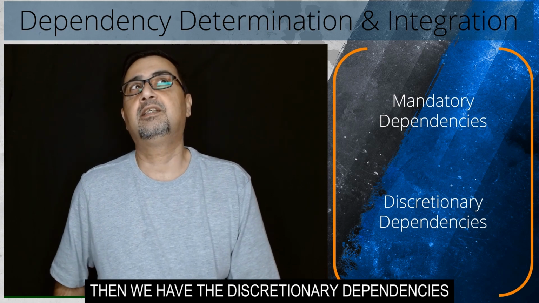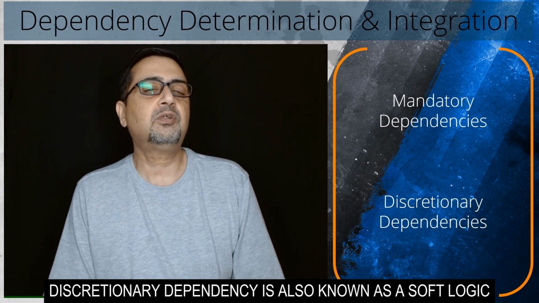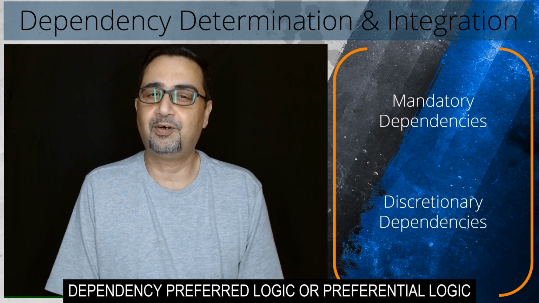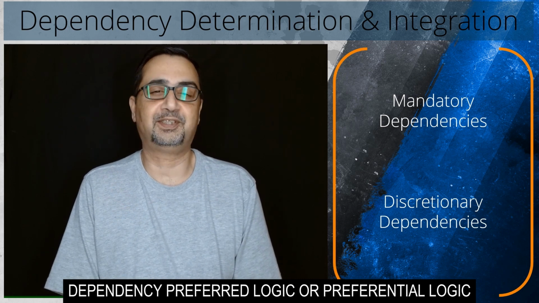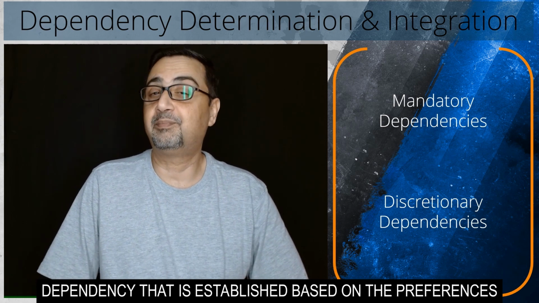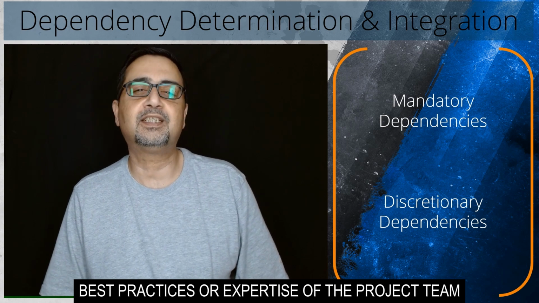Then we have the discretionary dependencies. Discretionary dependency is also known as a soft logic dependency, preferred logic, or preferential logic. It is a type of task dependency that is established based on the preferences, best practices, or expertise of the project team.